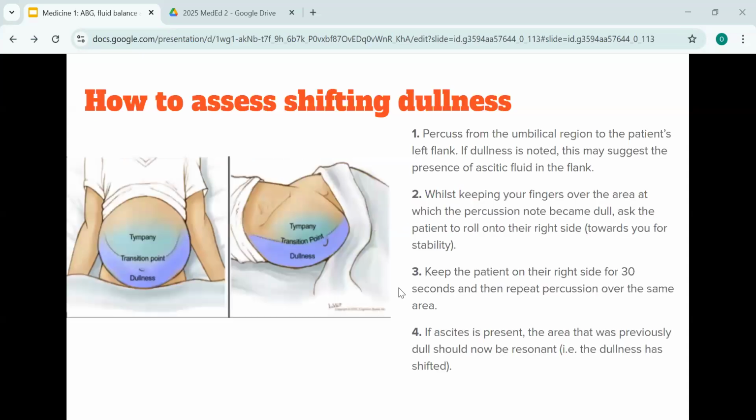So you should all be pretty confident on how to do this, as it's a major part of your abdominal exam that they could test you on in 4th year. But here's just a recap for you guys to read in your own time if you need.